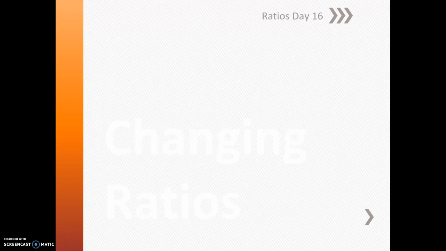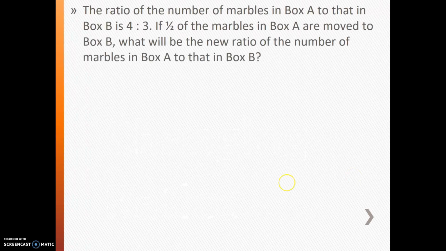This is our second day of changing ratios, where we have something changing in our problem. Either one party is giving units away or things away, and the other party receives them, or sometimes somebody just loses stuff. Okay, so let's get going. We're going to do a few more today, and I'm going to have you do some similar problems in your homework. We've got the ratio of the number of marbles in box A to that in box B is 4:3. If half of the marbles in box A are moved to box B, what will be the new ratio of the number of marbles in box A to that in box B?